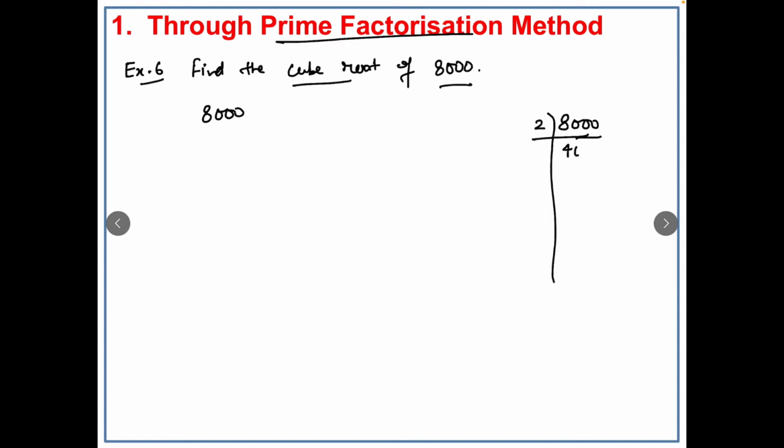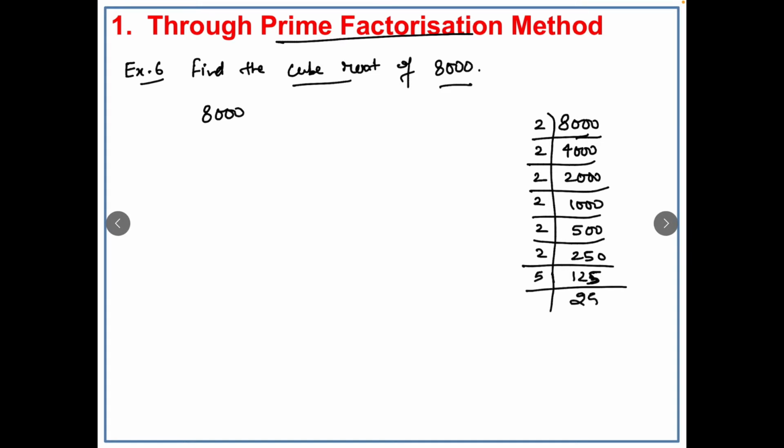So we will get 4000 here. Again dividing by 2, you will get 2000. Again dividing by 2, you will get 1000. Again dividing by 2, we get 500, and one more time dividing by 2, we get 250, and again dividing by 2, we get 125. As you can see, 125 is not divisible by 2 now, so we'll divide this number by 5. So we'll get 25, and again dividing by 5, we get 5, and one more time dividing by 5, we get 1. The moment we get 1 here, we'll stop there.